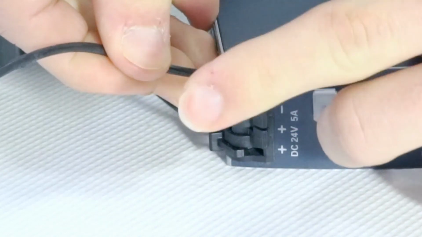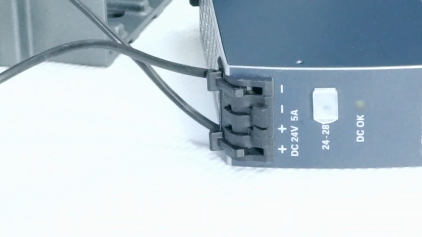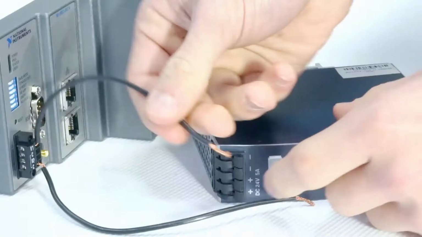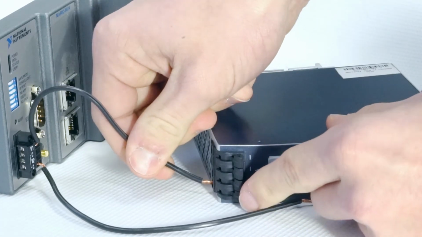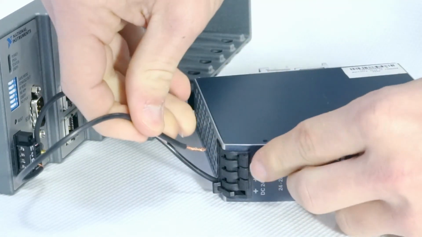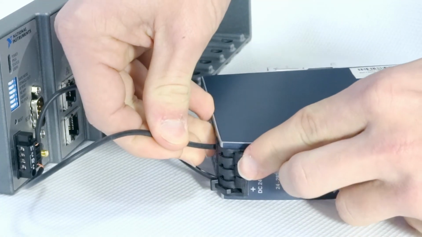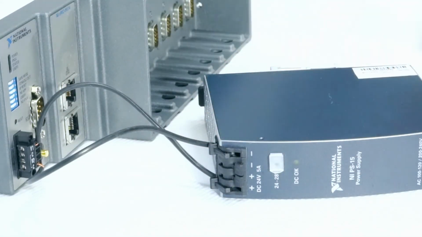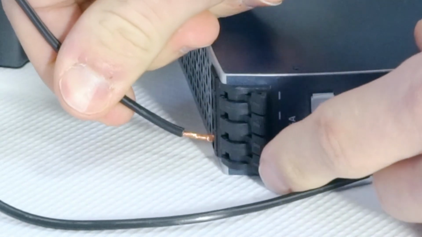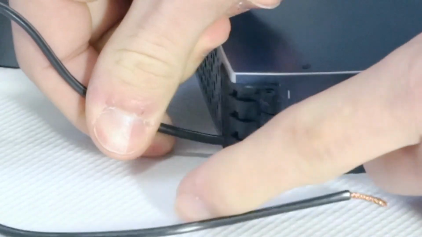Connect the exposed ends of the three wires to the PS-15 input terminals by lifting the terminal levers and inserting the wires into their corresponding input terminals. The live wire to the terminal labeled L, the neutral wire to the terminal labeled N, and the earth wire to the last terminal. Move the levers back down to the closed position and check that all your wires are tightly connected. If you are using stranded wire, ensure that all the strands are inside the terminal before you close it. Next, strip the other ends of the wires as described above.